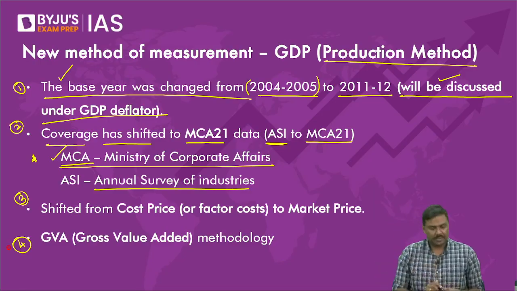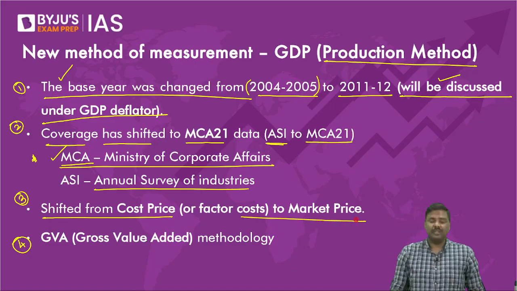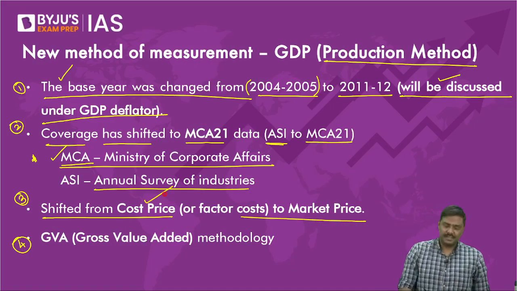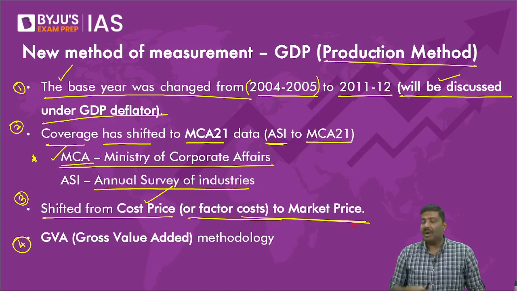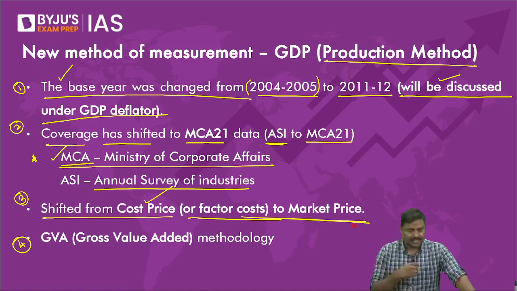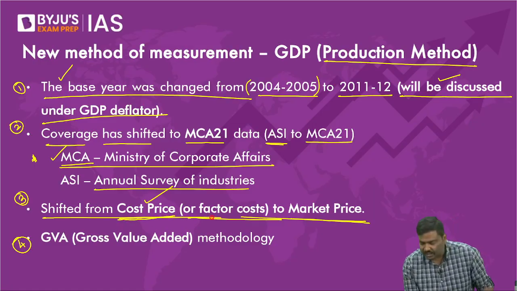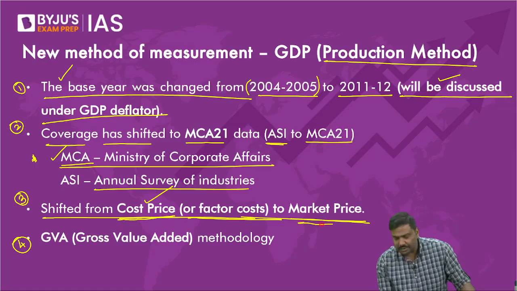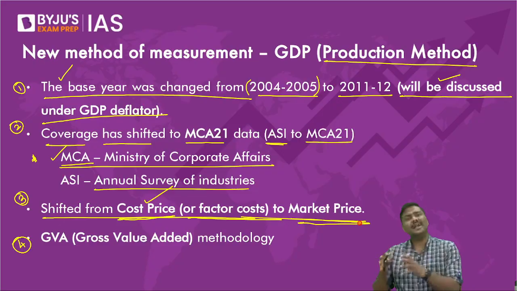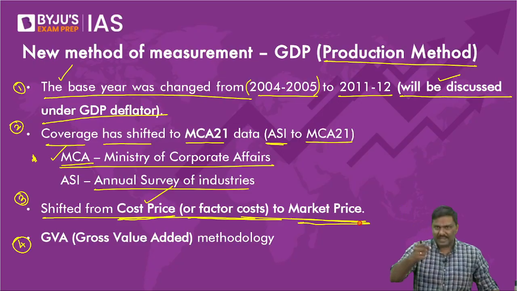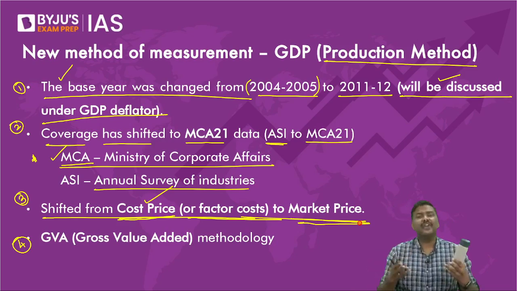Please wait. Next one, earlier we used to calculate GDP through cost prices or factor cost. And now we have shifted to market prices. I'll repeat the statement. Earlier, we used to calculate GDP through factor cost. Now we have shifted to market prices. Now what is this factor cost and market prices? Please go back to yesterday's class as well as the first class. What is the idea for factor cost?